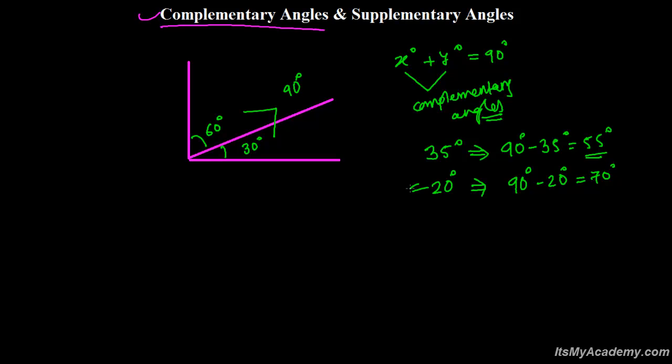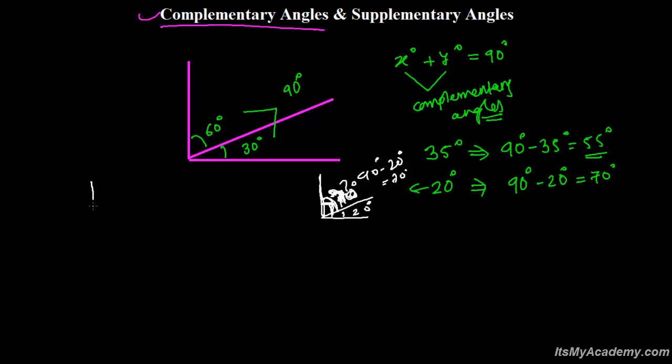In a picture, it looks something like this. Suppose this is your 20 degrees, and you need to make 90 degrees. So how much is the angle of this part? 90 degrees minus 20 degrees, that is 70 degrees. So this part should be 70 degrees. Then only can we say that 70 degrees is the complementary angle of 20 degrees.